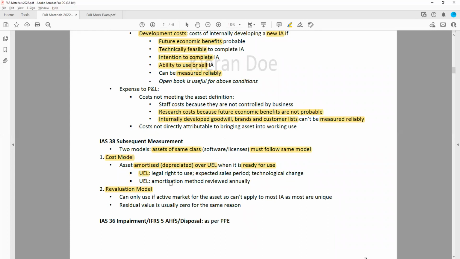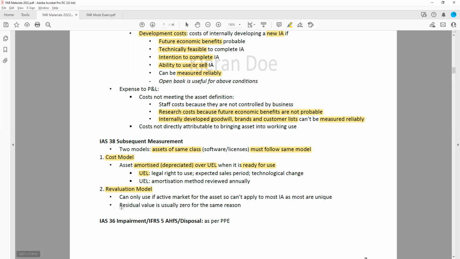Useful economic life with intangible assets, you might have to think about it a bit more. PPE would only last 5 years and then it's worth nothing. With intangible assets, you could look at it. So if it's a license, the legal right to use whatever that license gives you permission for, possibly the expected sales period. If you were looking at software, or the prototype development for the new iPhone, it could be amortized over the sales period, or when technology is expected to change. Again, you review it annually.